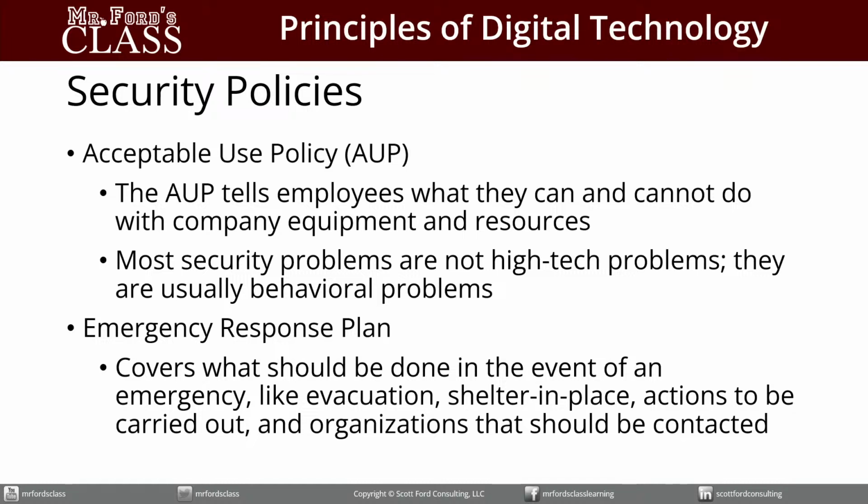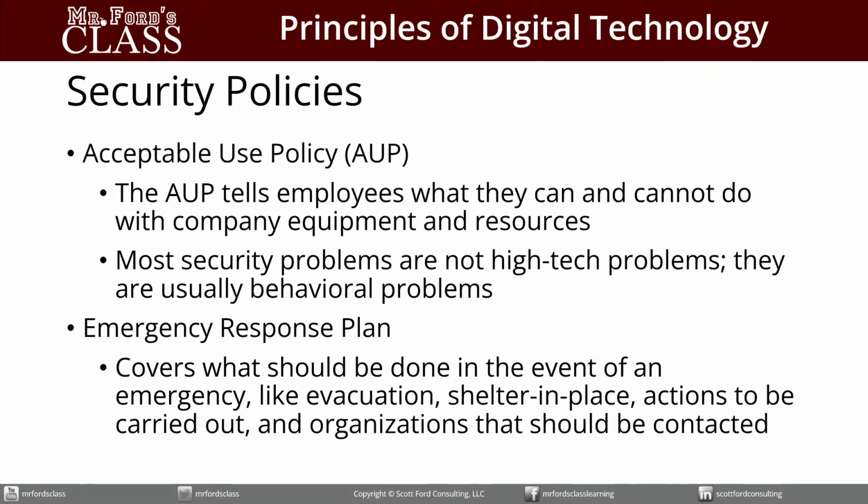You can't do this. This is what you're allowed to do. This is what you're not allowed to do. I will say from an HR point of view, that's human resources, one of the fastest ways to lose your job is to violate your acceptable use policies. Don't do that. Then we have something called an emergency response plan.